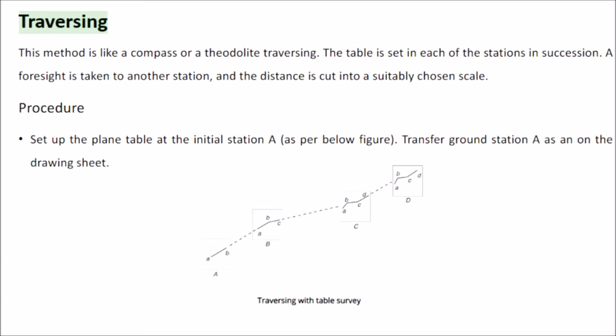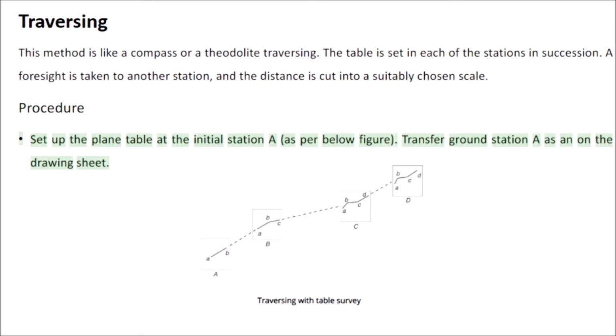Traversing. This method is like compass or theodolite traversing. The table is set in each of the stations in succession. A foresight is taken to another station, and the distance is cut to a suitably chosen scale.